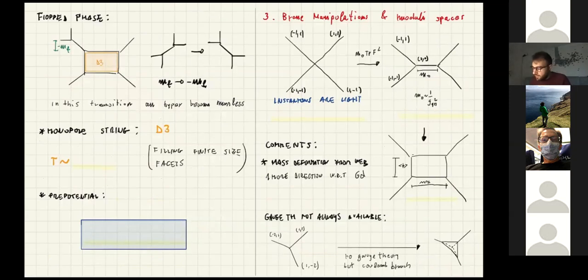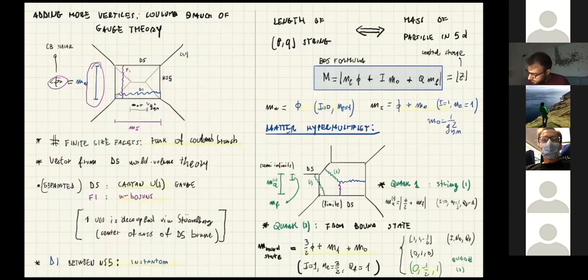Okay, let me comment on a couple of things. As I told you, the mass of the hypermultiplet is the length of this segment. But there is also another quantity, which is the bare mass of the hypermultiplet. The bare mass will be equal to the vertical distance of the D5-brane from the origin of our web. And the actual mass of the quark is given by this.